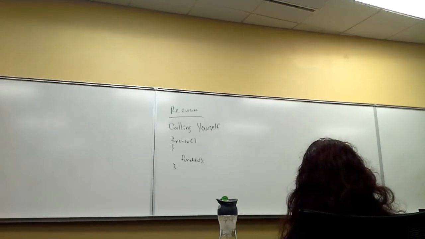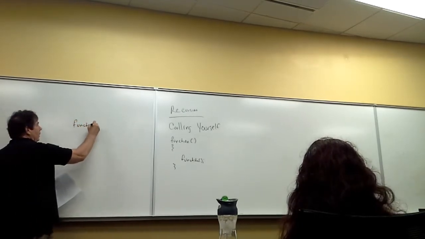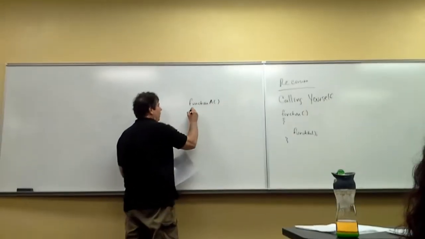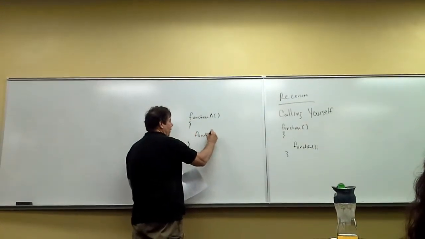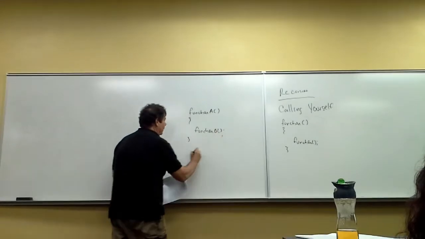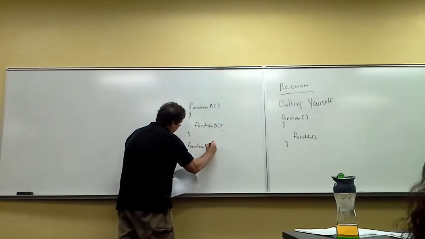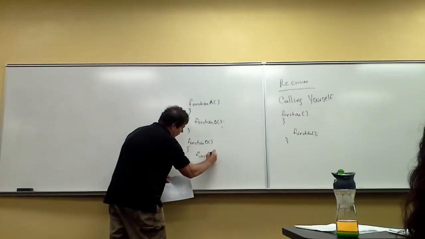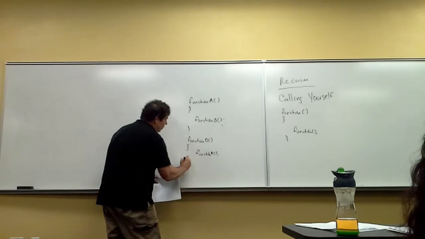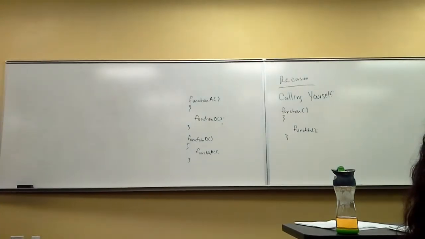We could also do this: function A calls function B, and this happens occasionally. Function B calls function A. Okay, that's still a form of recursion, although it's not what we usually do, but it's still a form of recursion.